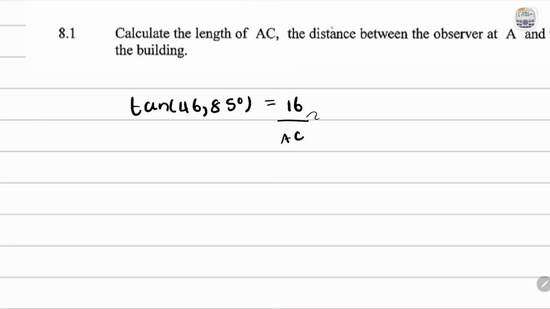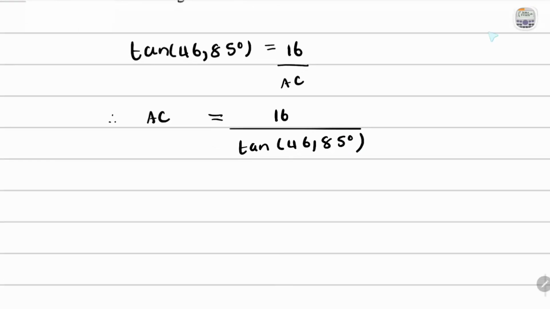So you see this says divided by AC on this side. When it goes over, it's no longer going to be in the denominator, it will be in the numerator, AC. And this one, right now, it's actually on the numerator because there's an invisible denominator of 1. So when it goes over, it will go to the denominator. So you'll still have 16 here over tan of 46.85 degrees.